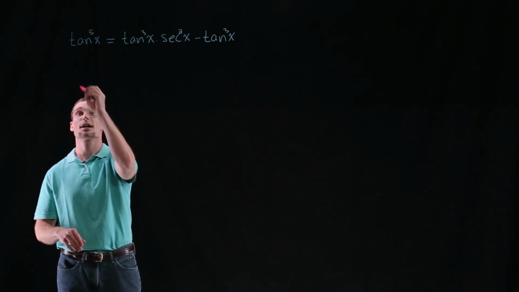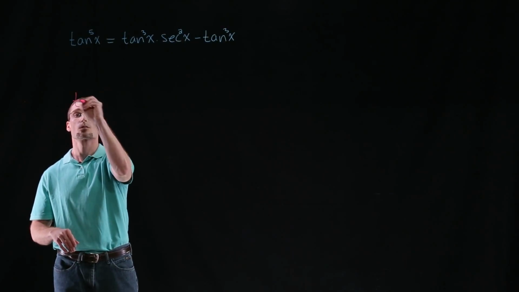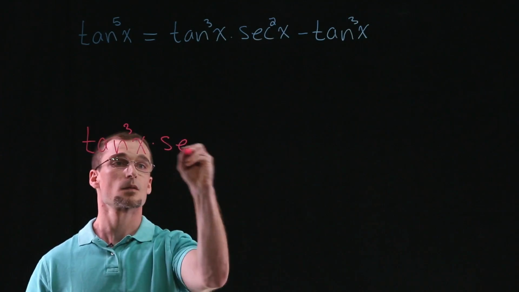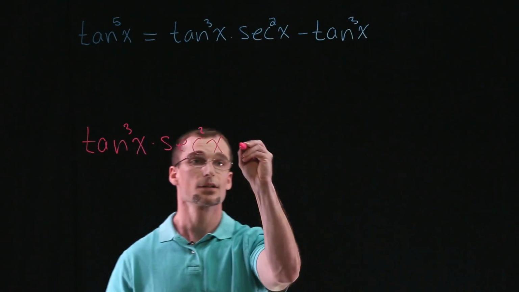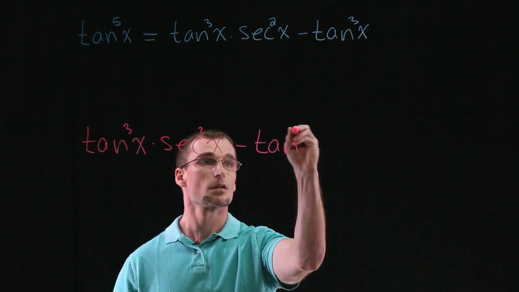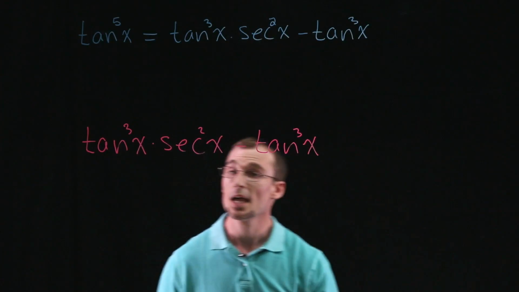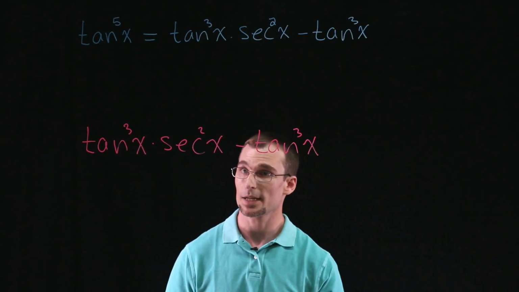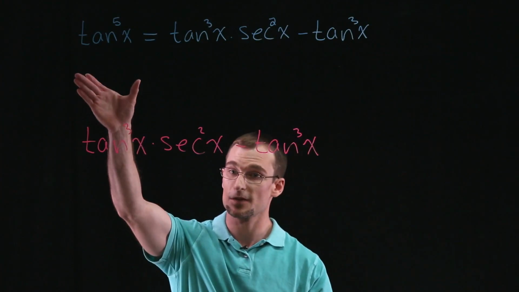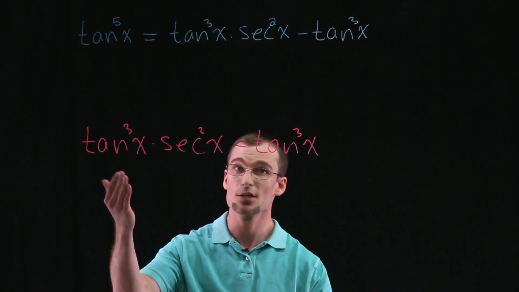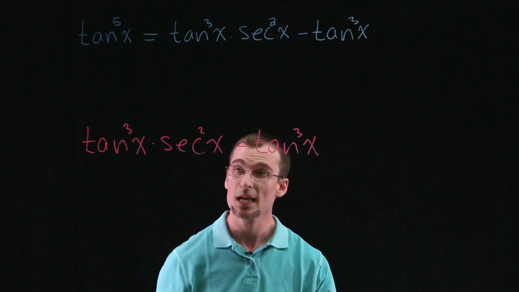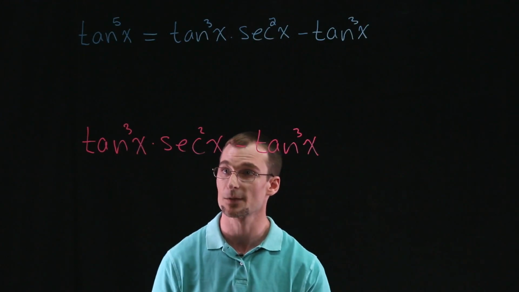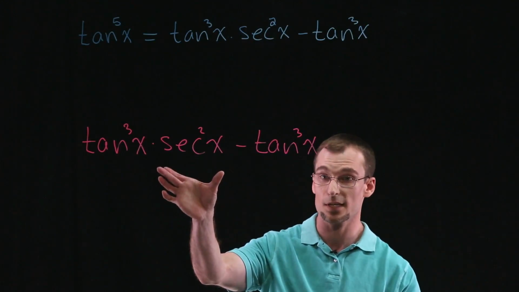Taking our right-hand side, tangent cubed x times secant squared x minus tangent cubed x, we want to show that this is equal to tangent to the fifth x. Getting a game plan here, we look at the left-hand side, tangent to the fifth x, all in terms of tangents. I see I have tangent cubed and secant squared. If I can turn everything into tangents first, maybe I can combine it to get tangent to the fifth. The problem part is secant squared.